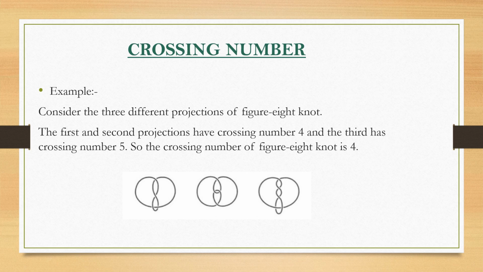Now here is an example of how to find crossing numbers from different projections. We take the example of the figure eight knot. There are 3 projections of the figure eight knot given above. The first and second projections have crossing number 4, whereas the third has 5. But we've mentioned that the crossing number of a knot is the minimum of the crossing numbers of its different projections. So the crossing number of the figure eight knot is 4.